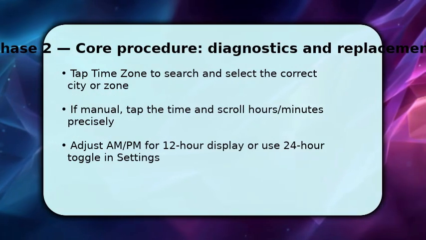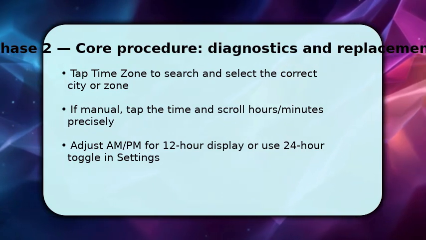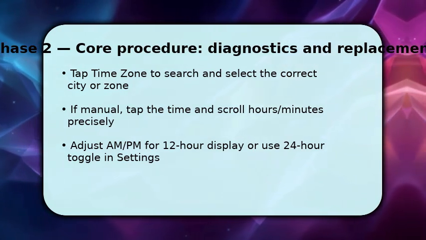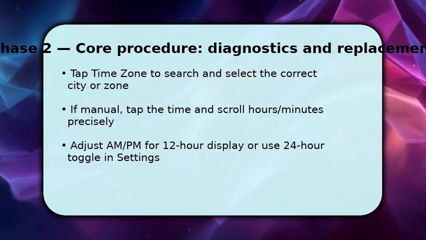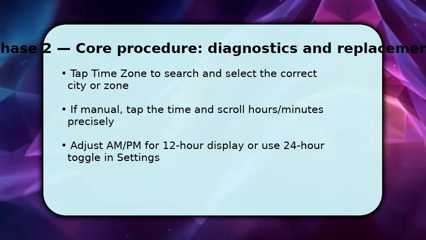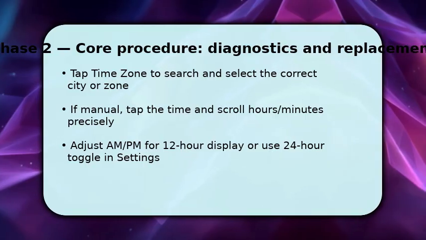Now you decide whether to set the zone or set the clock manually. If you tap Time Zone, type a city name and pick the correct region. This keeps time accurate when traveling. Once you choose Manual Time, tap the hour and minute fields and scroll to the exact minute. Precision matters for alarms and scheduled apps.